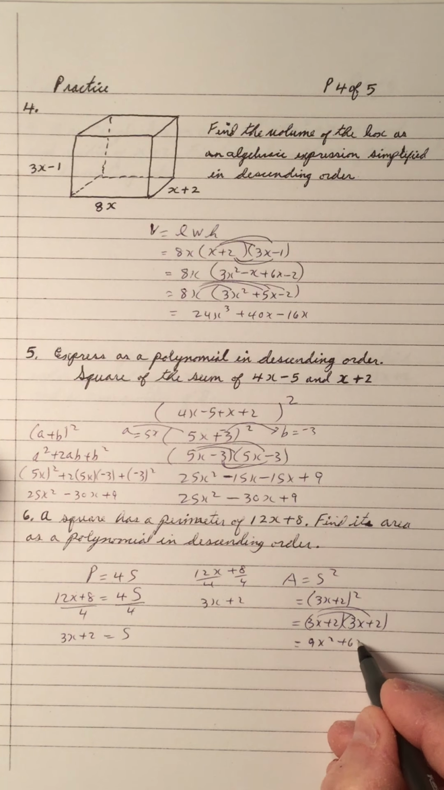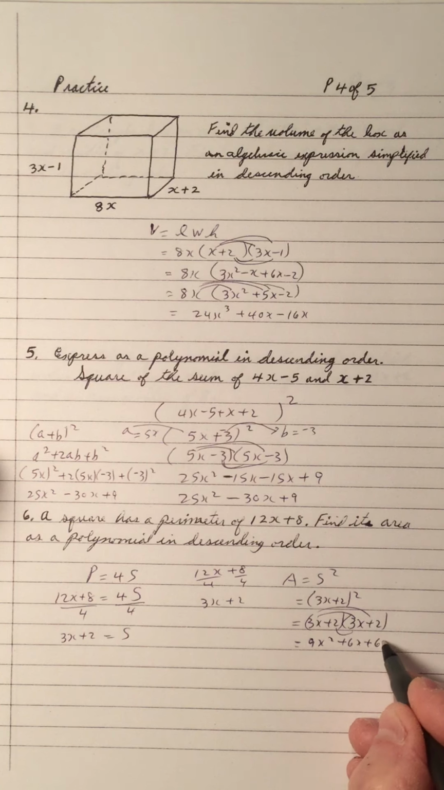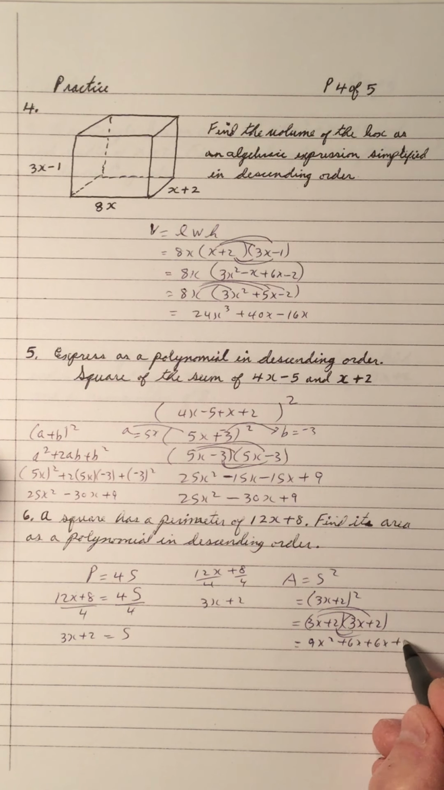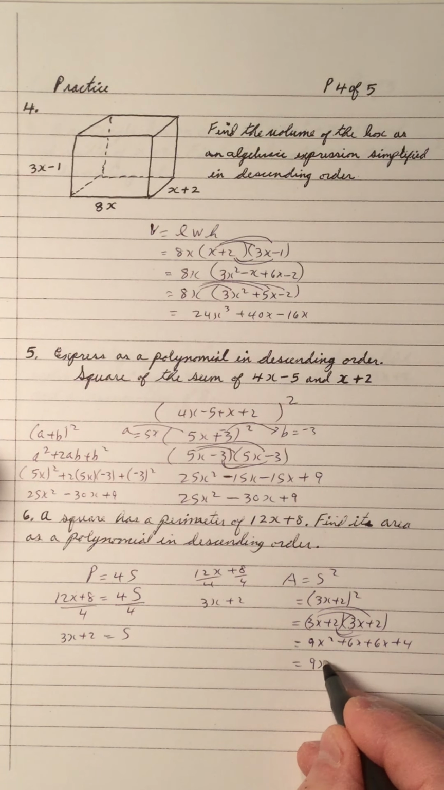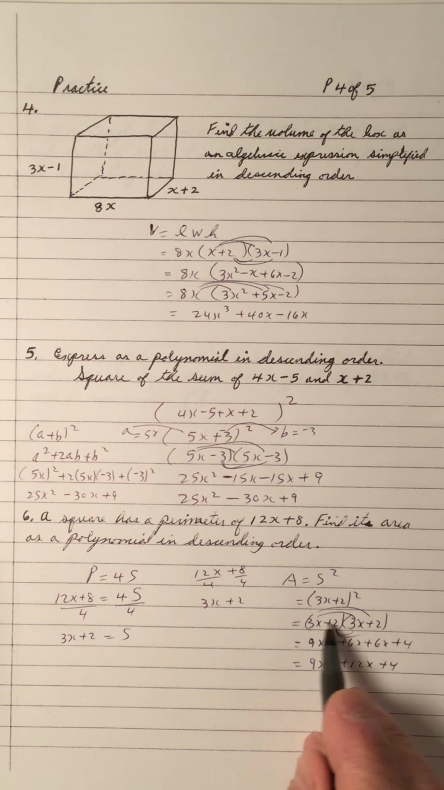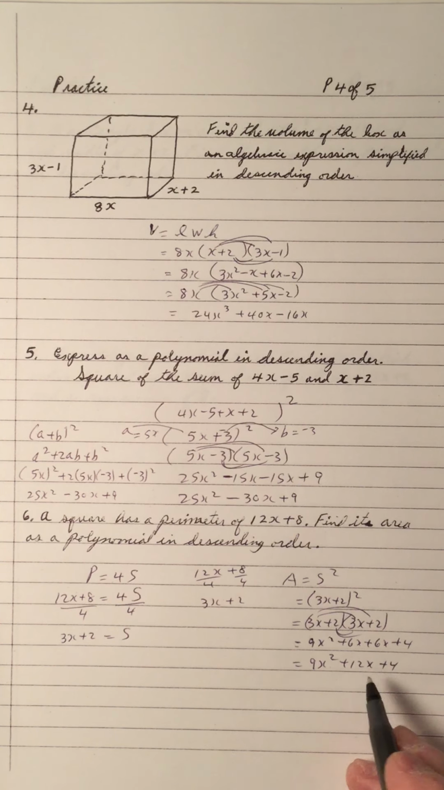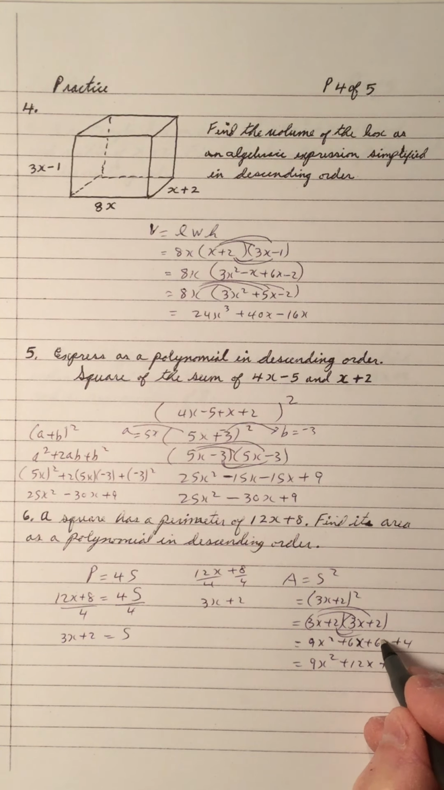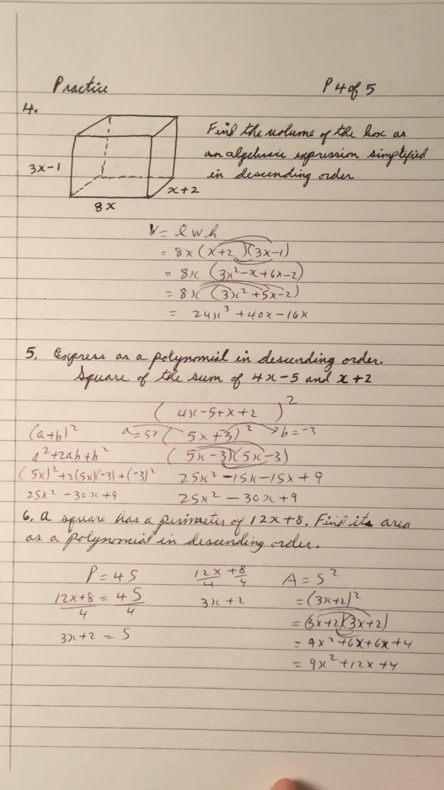outside, inside, last. And they come up with 9x squared plus 12x plus 4. Most students wouldn't write them down twice, FOIL it out, and then simplify. These are x's right here. Let's continue.